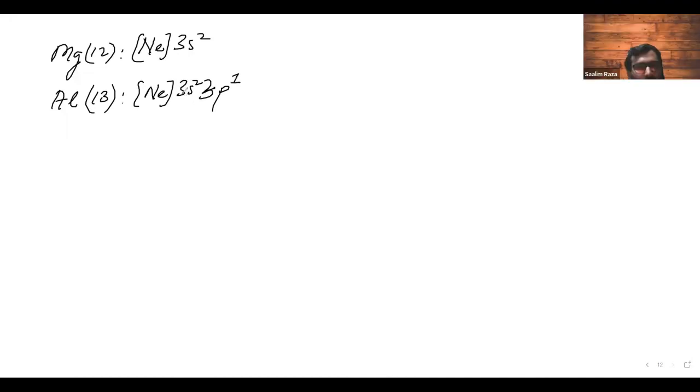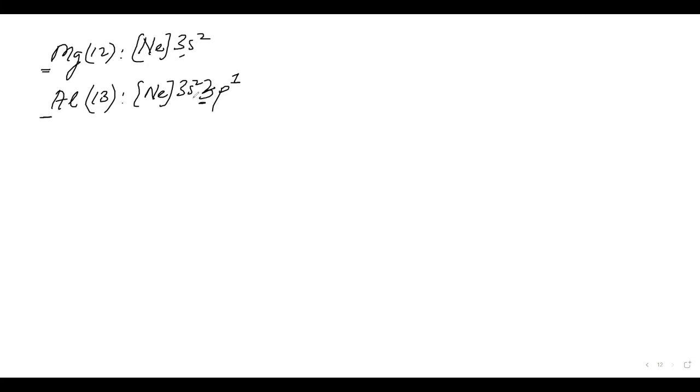The shell numbers are the same. For magnesium, if you have to remove an electron, we have to remove it from the third shell. For aluminium, if you want to remove an electron, we have to remove it from which shell? Third shell. So we cannot compare between shells and come to a conclusive answer. So we have to look at the subshell. For magnesium, which is the subshell? S. And for aluminium? P.